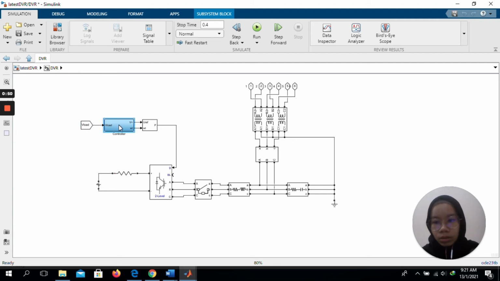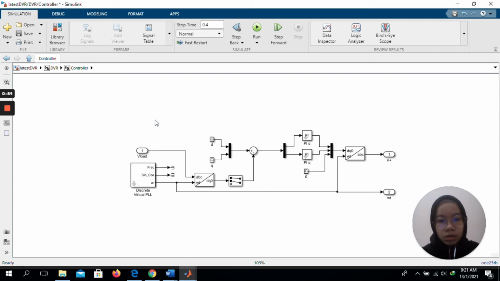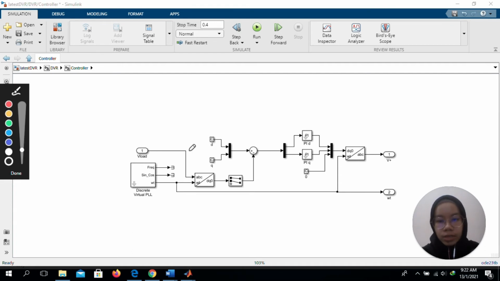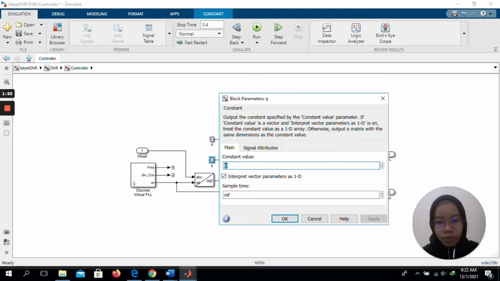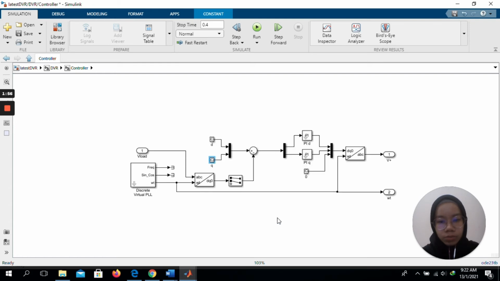In this controller, it is controlled using the PI controller. The voltage is then transformed into the DQ terms here, and the voltage sag is detected by measuring the error between the DQ voltage and the reference value. The D reference is set to the rated voltage, and the Q reference is set to 0.